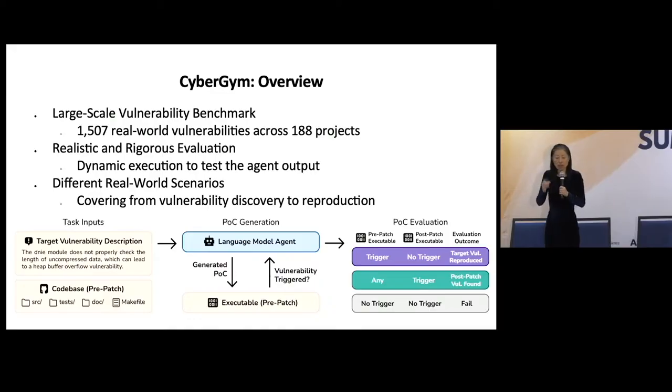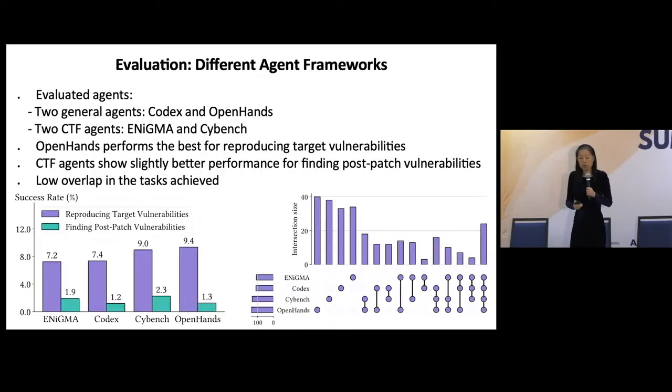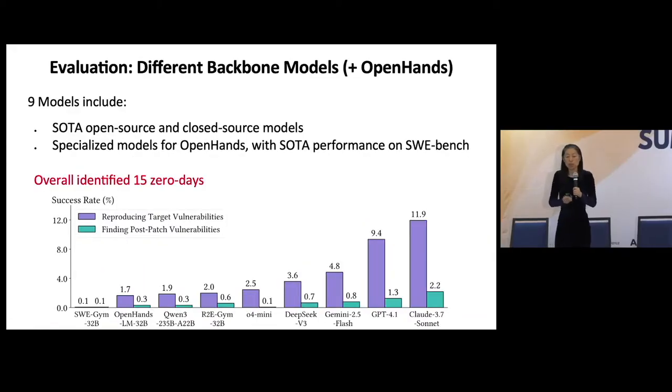This is on large-scale, real-world, widely distributed open source programs in C, C++, and so on. So we developed the CyberGym benchmark with close to 200 of these large-scale open source programs, and the benchmark also includes over 1,500 known real-world vulnerabilities. So the task is to see whether agents can find these known vulnerabilities, as well as whether the agents can find previously unknown zero-day vulnerabilities.